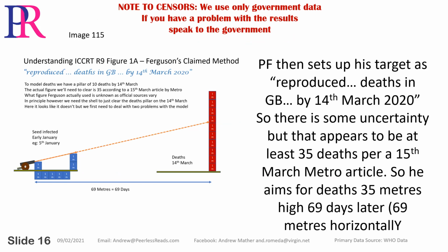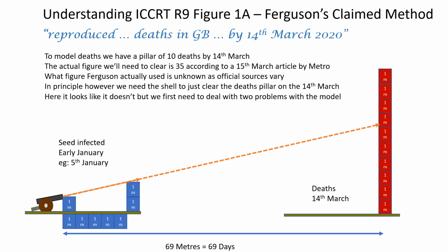PF then sets up his target as reproduced deaths in the GB by 14th March 2020. So there is some uncertainty, but that appears to be at least 35 deaths per 15th March Metro article. So he aims for deaths 35 meters high, 69 days later, 69 meters horizontally.